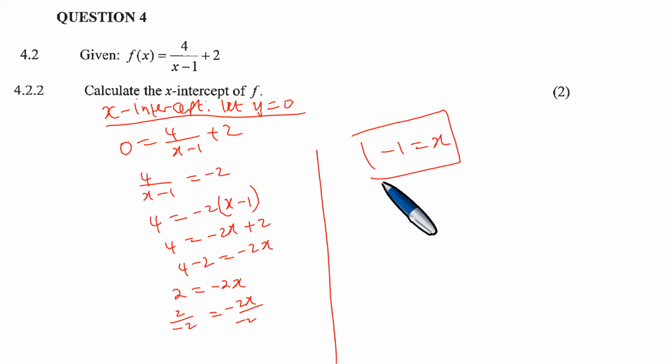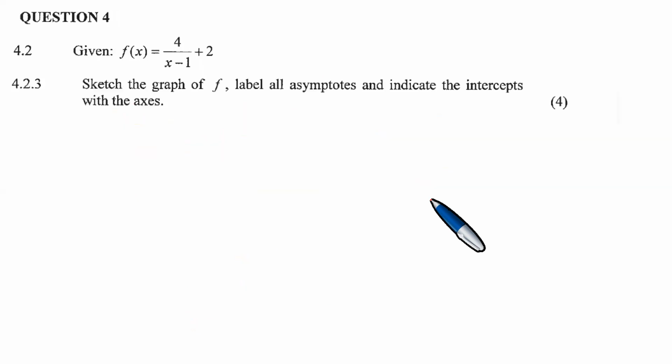Once you get x equal to minus 1, this is the x-intercept of f. The x-intercept of f can also be written like that, or you can say when x is minus 1, we have that y is 0. So the x-intercept has the coordinates minus 1 and 0, a point on the x-axis. 2 marks, you got that.